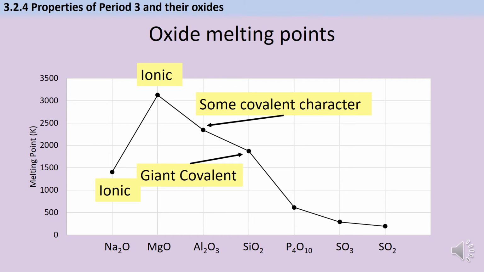Silicon dioxide is a giant covalent structure and therefore it has a very high melting point. And then our final 3 are simple molecular structures with much lower melting points because it's only the weak van der Waals forces between the molecules that need to be overcome, not strong covalent bonds.